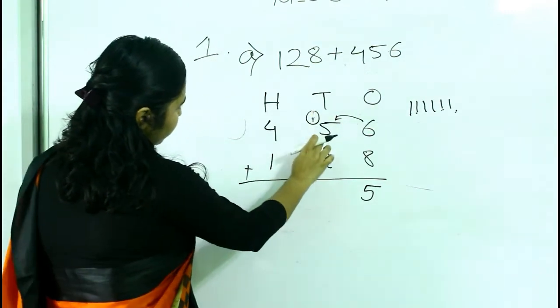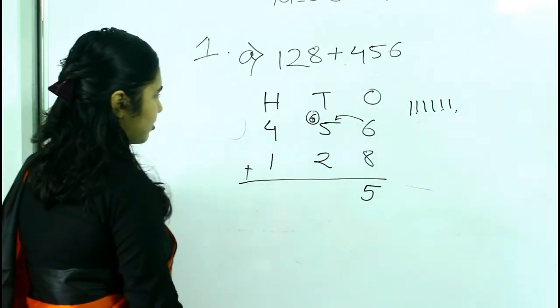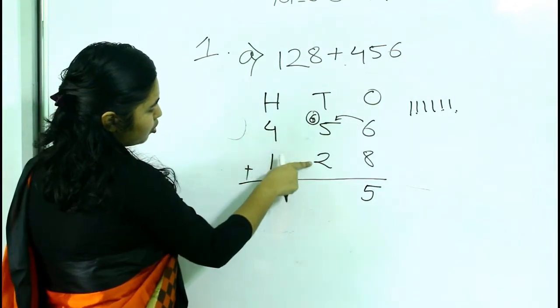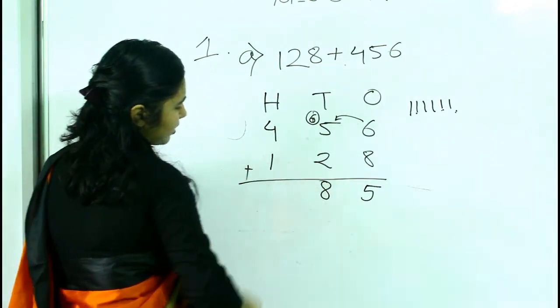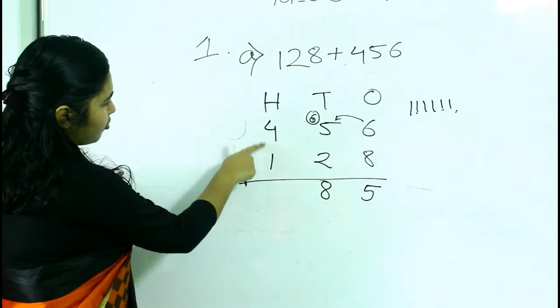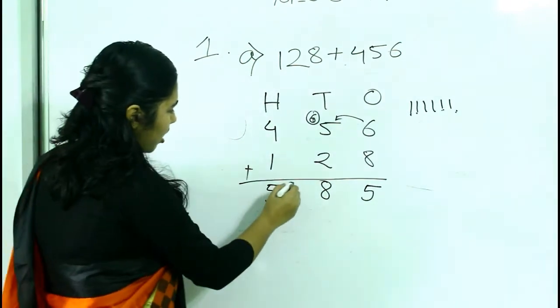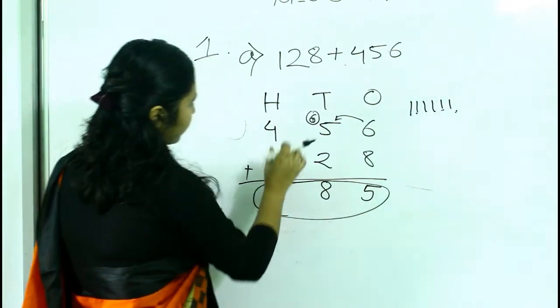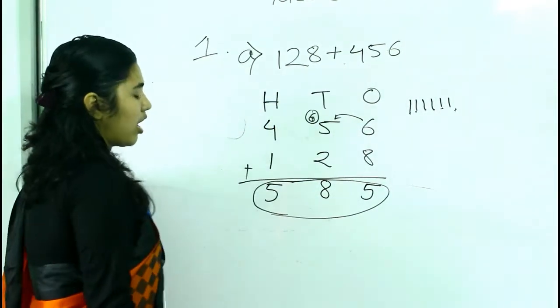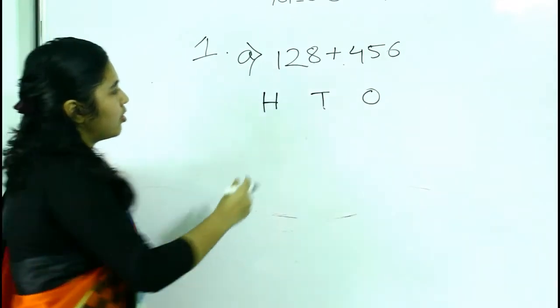and add with 5. We will get 6. Next add 2 with 6. We will get 8. And next add 1 with 4, which is 5. So this is our sum of these two numbers.